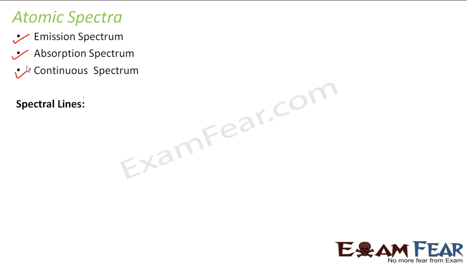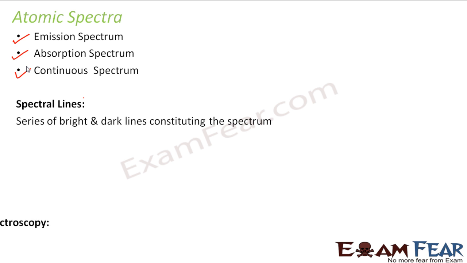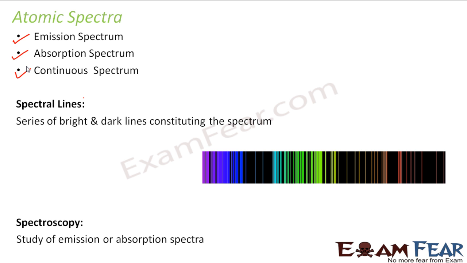Now what are spectral lines? In this slide, I am just making you familiar with the terms. What is atomic spectrum? What are spectral lines? Spectral lines are nothing but the series of bright and dark lines which constitute the spectrum. So the lines of the spectrum are known as the spectral lines. The spectral lines look somewhat like this. This entire figure which you see here is a spectrum, and these lines, the blue, the green, the red and the yellow lines, are known as the spectral lines.